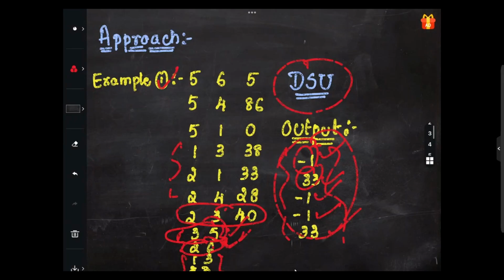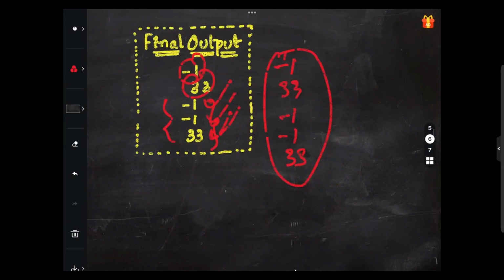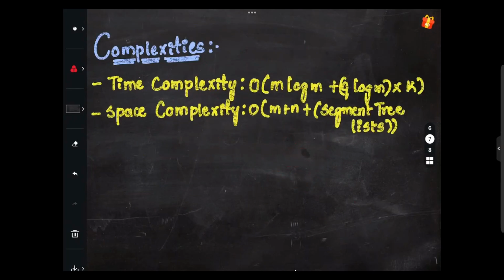As we are completely familiar with the approach, let's do one thing. Let's quickly discuss the complexities part. So what will be the time complexity here? The time complexity would be big O of m log m plus q log m times k. So why is it m log m plus q log m times k basically? So see, building the segment tree, as we will be going with the segment tree as well along with the DSU, right?